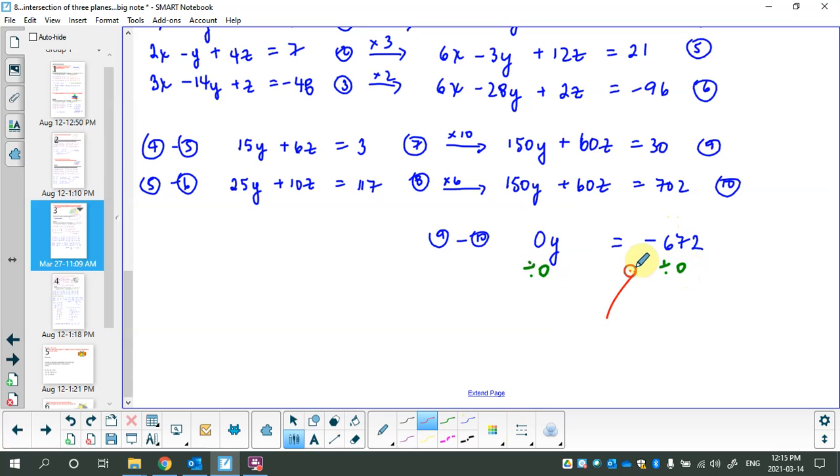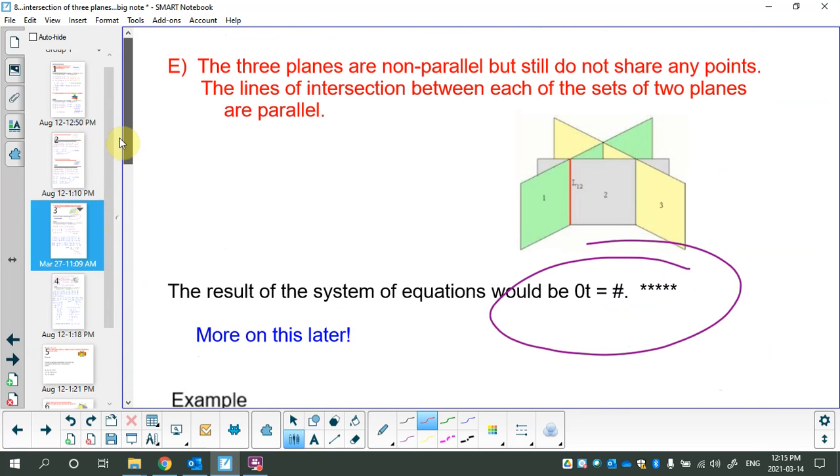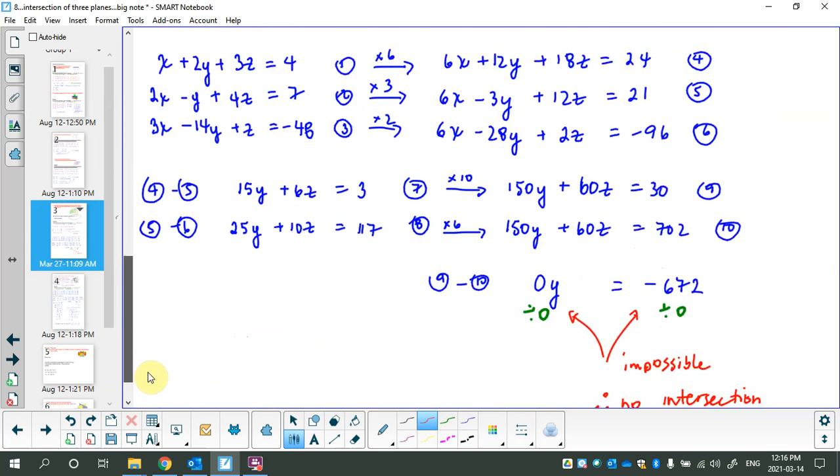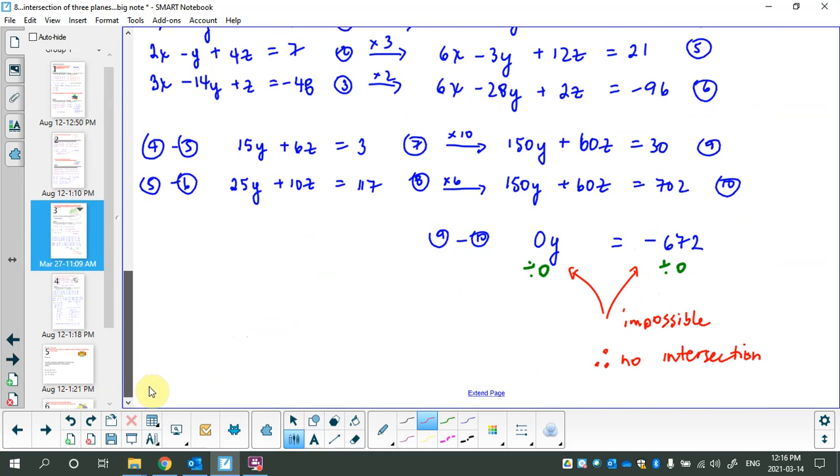So this is impossible. You don't have to divide by 0 to prove to yourself that it's impossible. It just is. And that means that we get to stop and say there's no intersection, which, because I told you which situation it was, you knew going in. But in a regular test-like situation, you don't know going in what situation you have. So you find the triple scalar product, you find out that you don't have a point of intersection, you gear through it, and you find that you end up with something impossible.